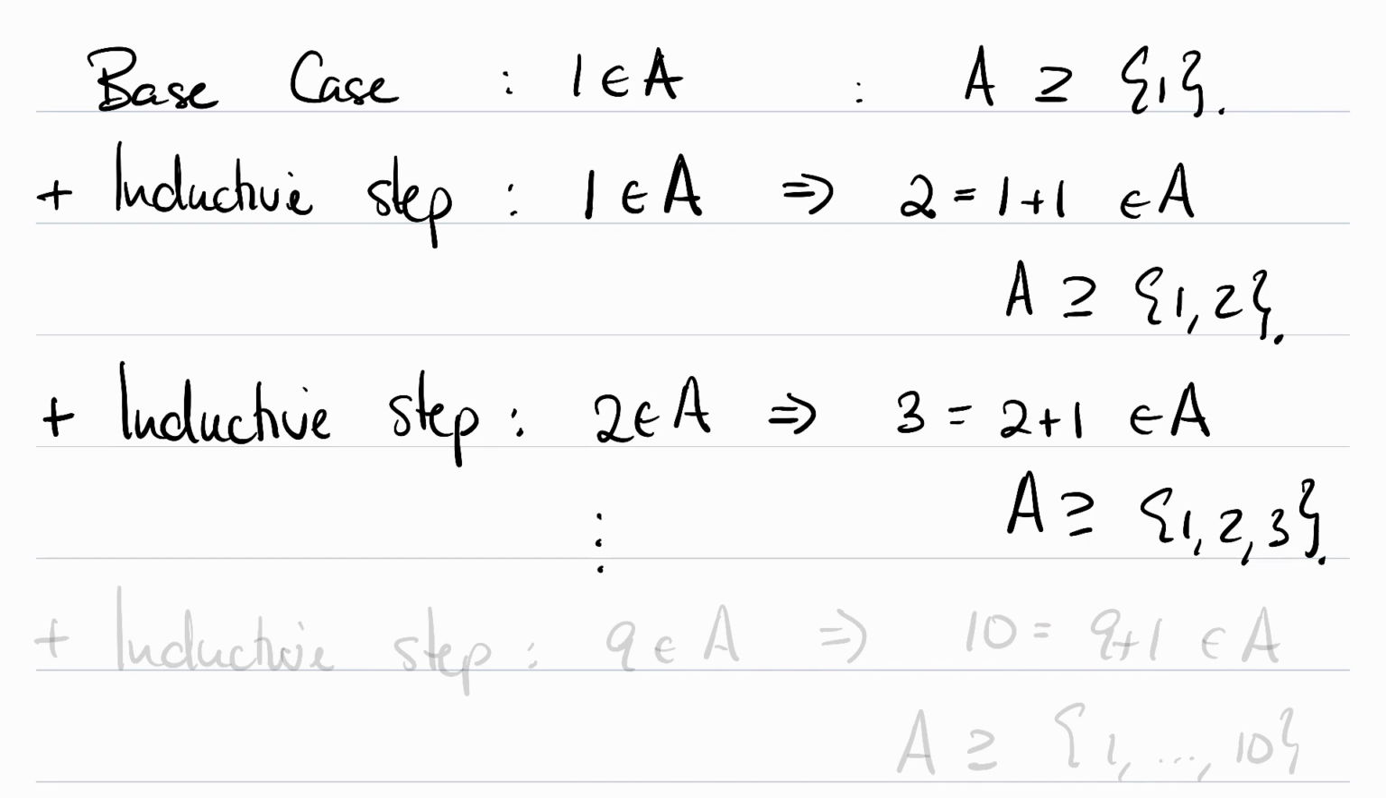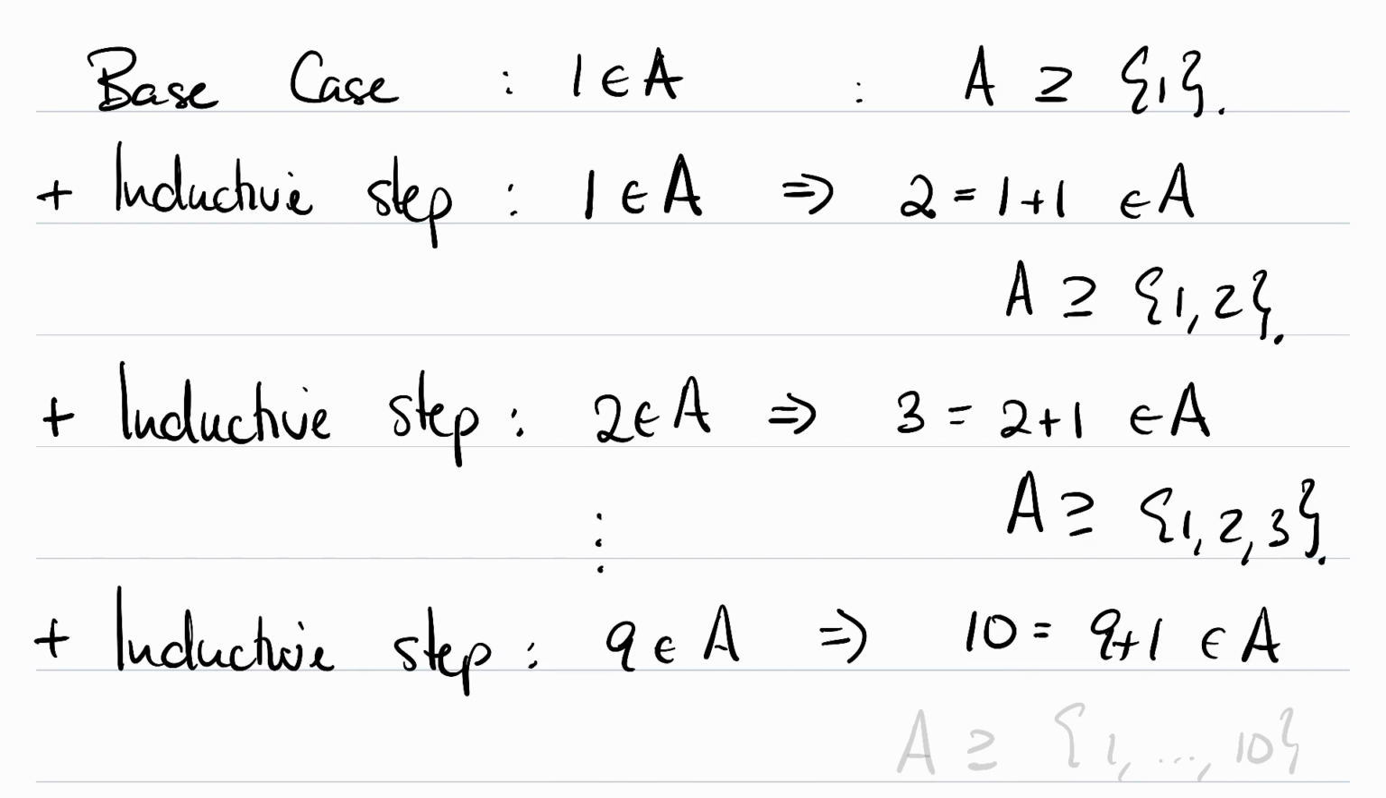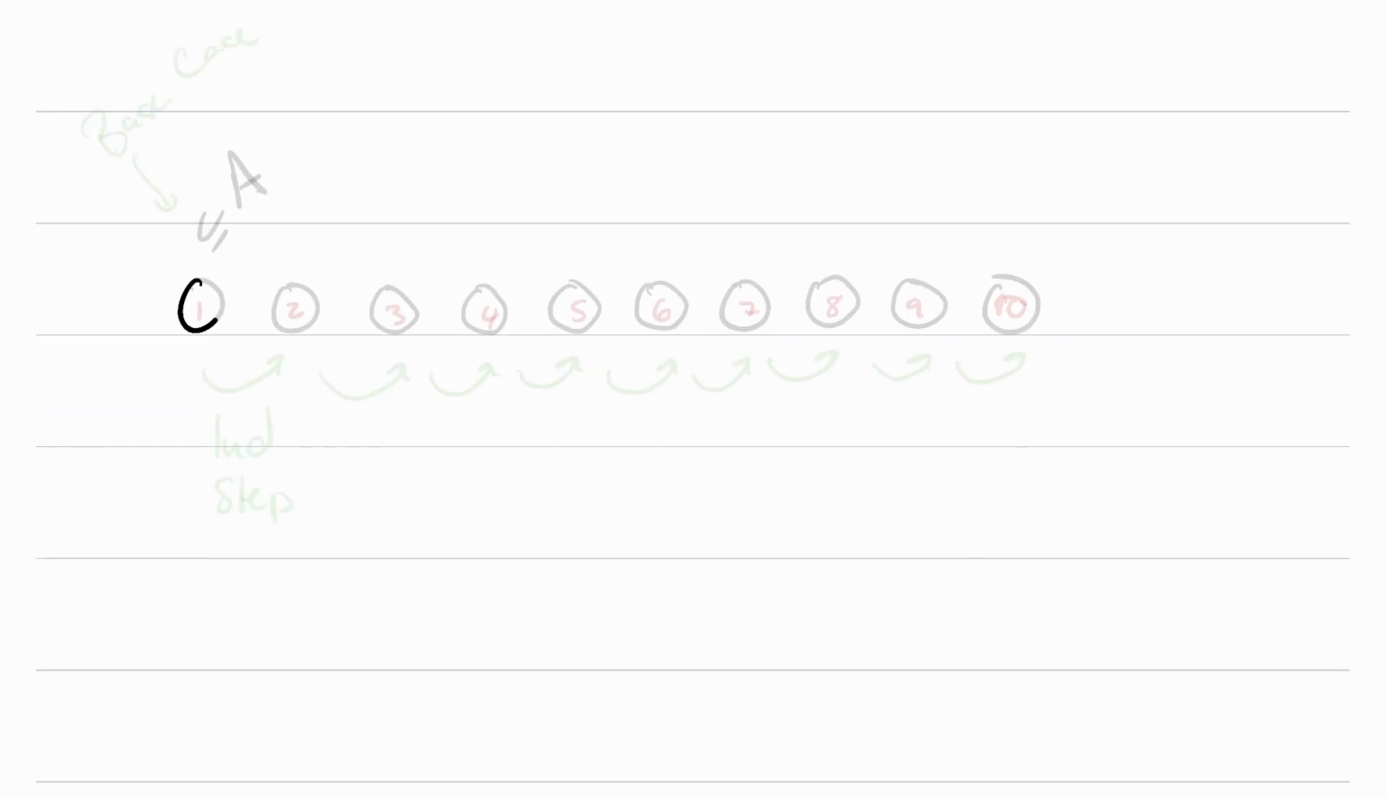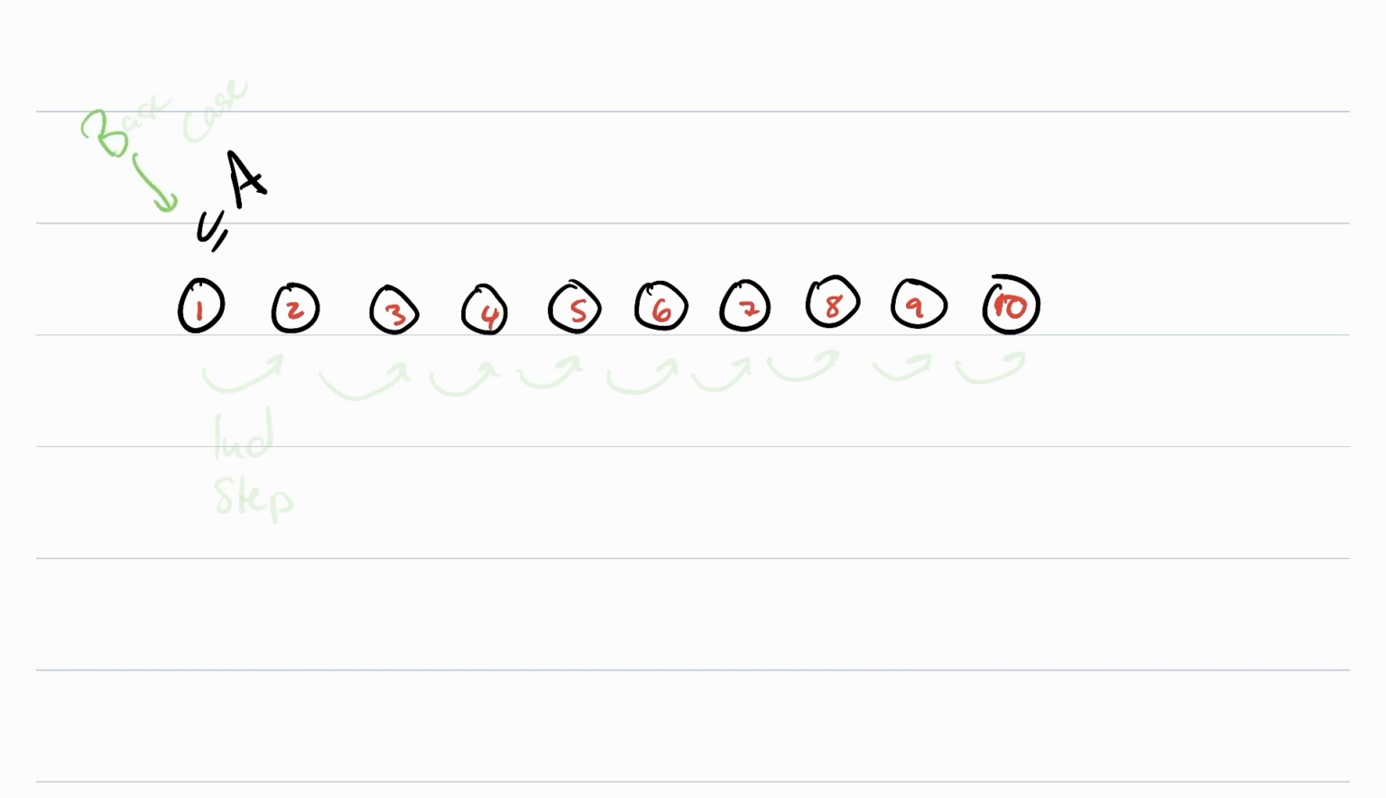And you continue along the way to the final inductive step, where 9 being in A will imply that 10, which is 9 plus 1, is in A. And thus we get that A contains 1 through 10. Shown a little bit differently, the base case gives us that 1 is in A, and then the inductive step gives us that 2 is in A, then 3 is in A, etc., until all of them are in A. Let's do an example.